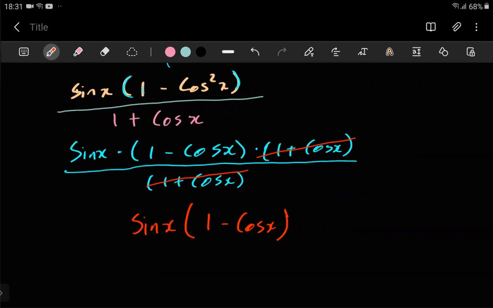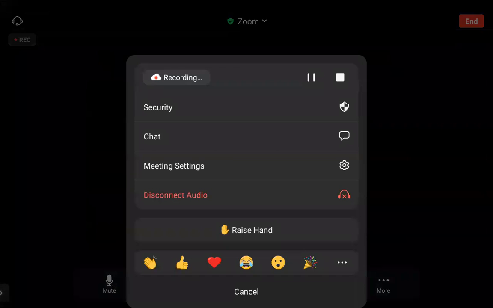So yeah, that is what we should do. Let me just stop this.